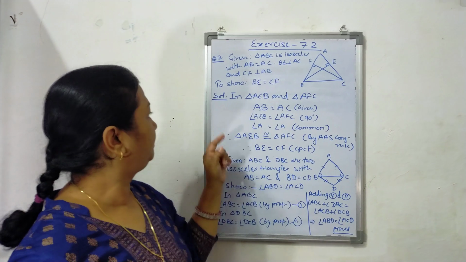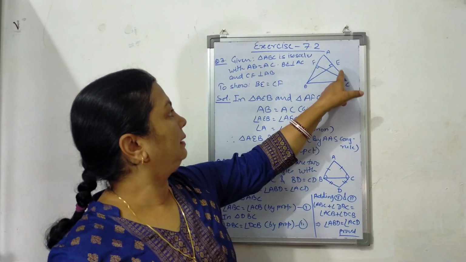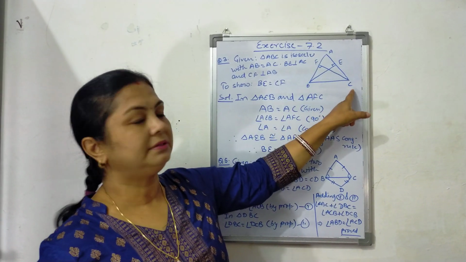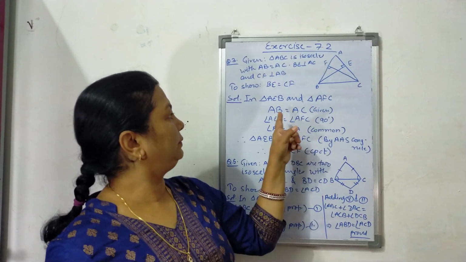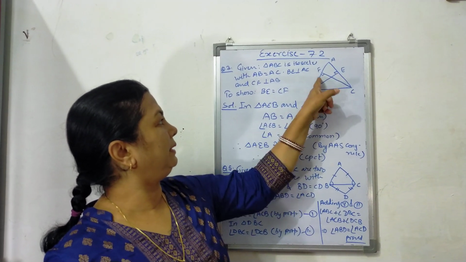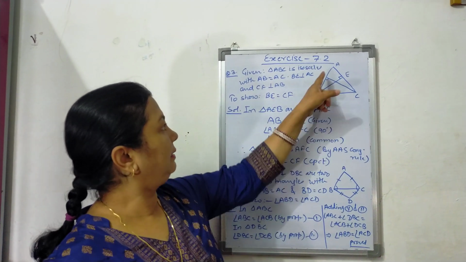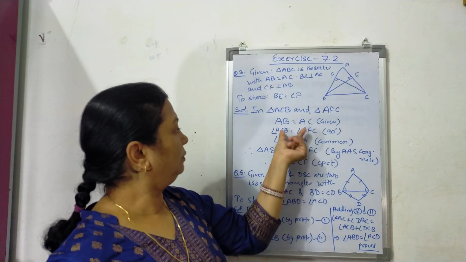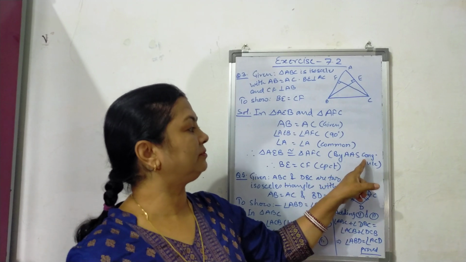So let us take triangle AEB and triangle AFC. In these two triangles, AB is equal to AC, already given. Angle AEB is equal to angle AFC, both are right angles, and angle A is common in both the triangles. So both the triangles are congruent by AAS congruency rule.